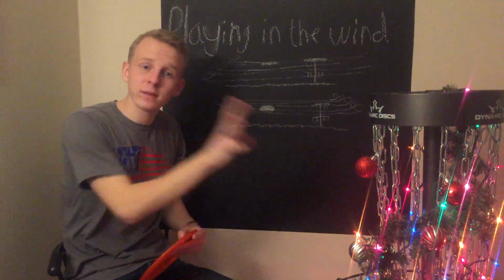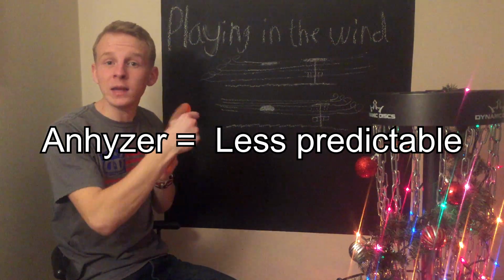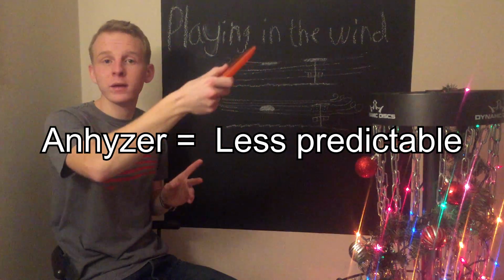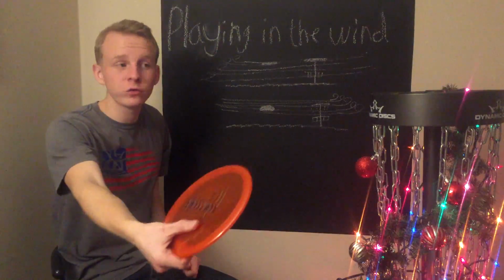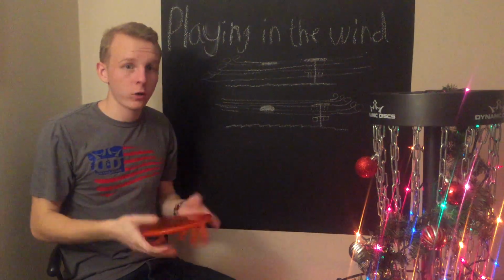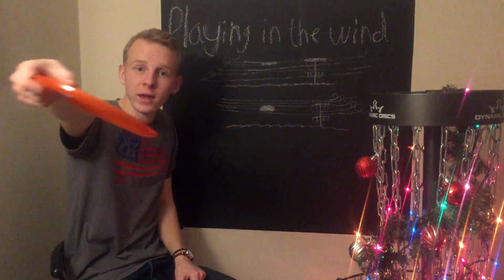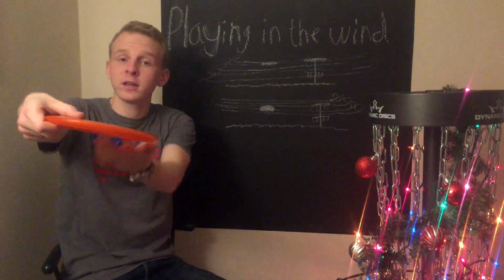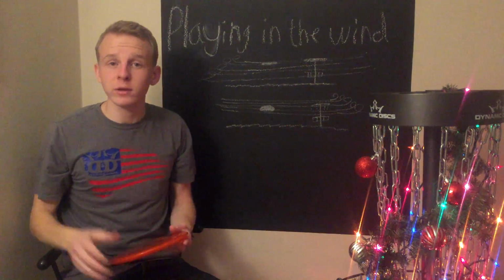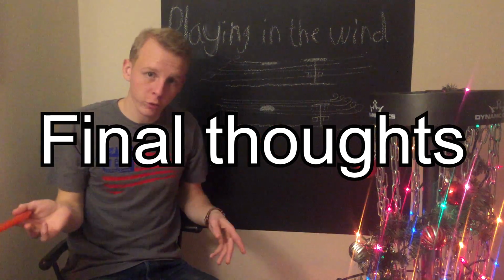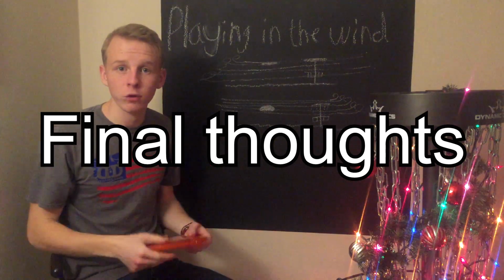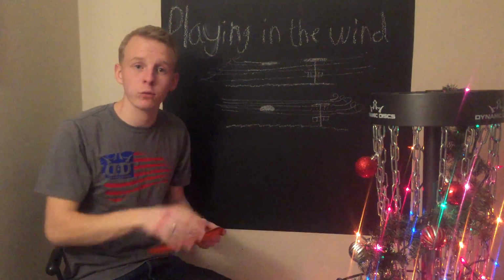Now if I have a right to left crosswind, I'm generally not going to throw an anhyzer. This is because the chances of the disc getting knocked down too soon and cut rolling are there, and also if the disc glides out at the end and starts to finish, the wind is going to catch it again and push it further left. So generally in my right to left wind, I'm going to throw a forehand. Even though it's not my strongest throw, it's the best shot in a right to left crosswind.